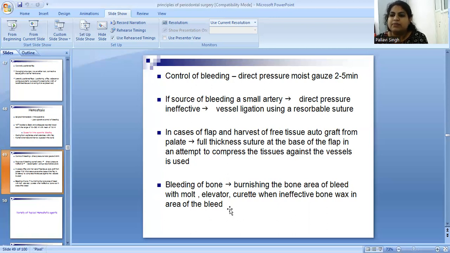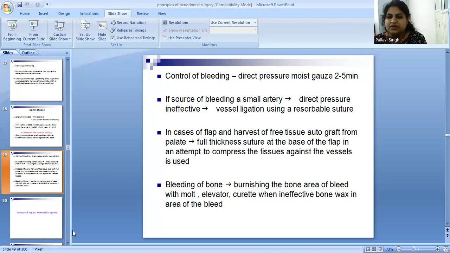Bleeding of the bone: you can burnish the area where the bleeding vessels ooze out. You can burnish the bone area with the mold, the elevator, or with the curette. And if these things are ineffective, you can use bone wax. It is very effective in that area.